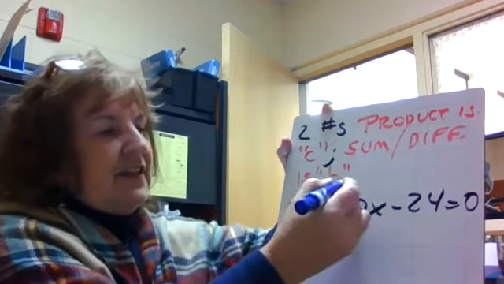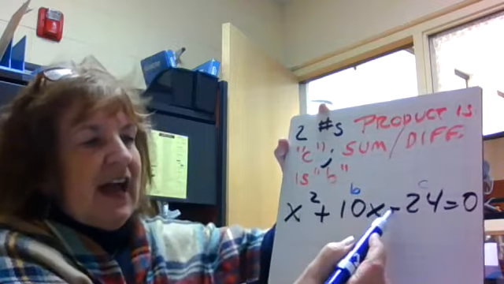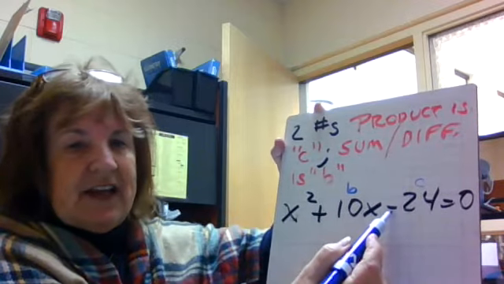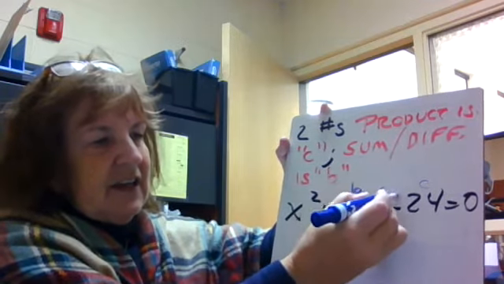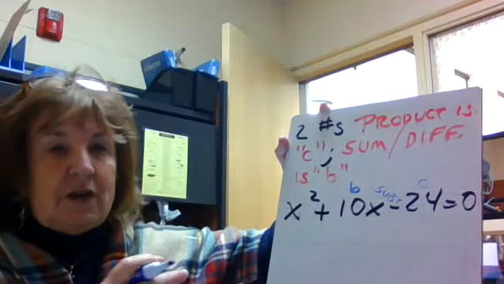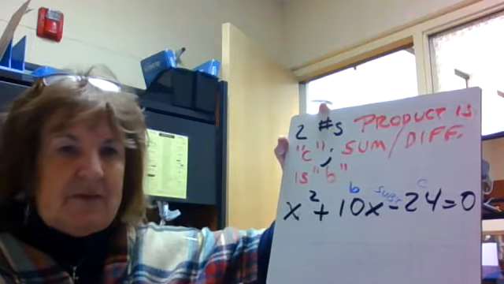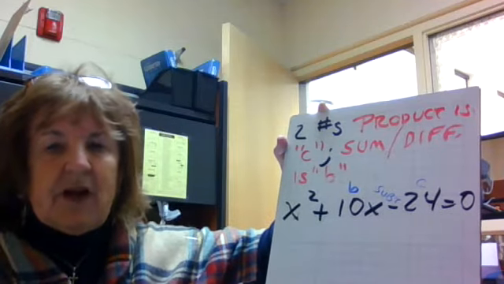Again, this is the B, this is the C, but now this is a minus sign. So we're going to do a difference. We're going to subtract. Once we pick our two numbers or we look at our choices, we're going to subtract them instead of adding like the last ones. So here we go.